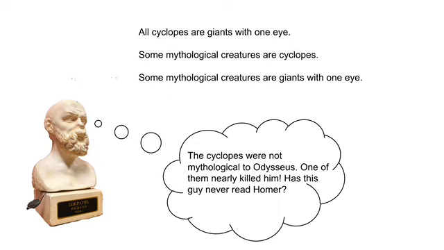Socrates is thinking, hey, the Cyclopes were not mythological to Odysseus. One of them nearly killed him. Has this guy never read Homer?